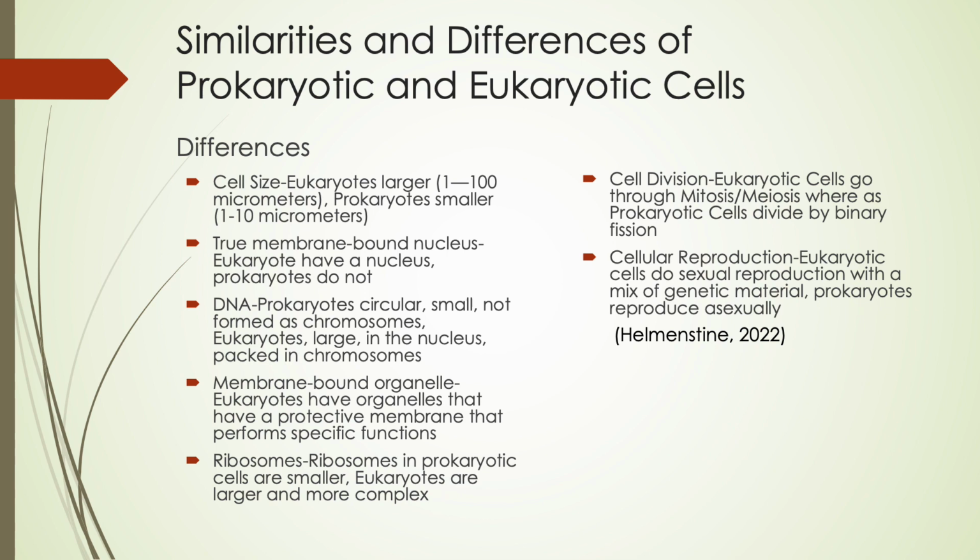This leads to the type of reproductive differences of the two cells. Eukaryotic cells have sexual reproduction in their gamete cells, which allows for a variation of genetic materials. Prokaryotic cells, however, have asexual reproduction and make exact copies of each other.